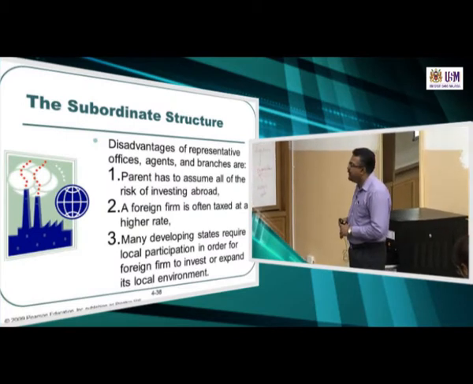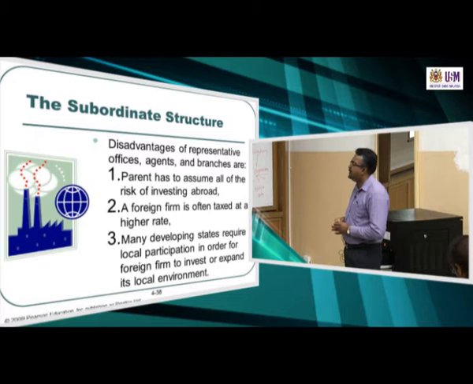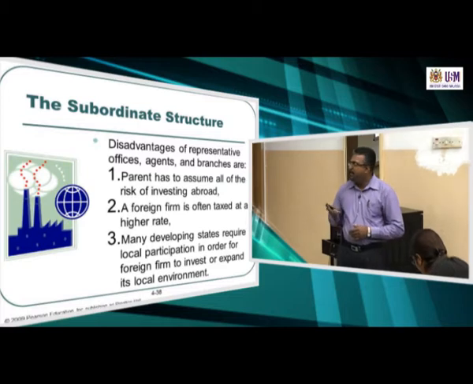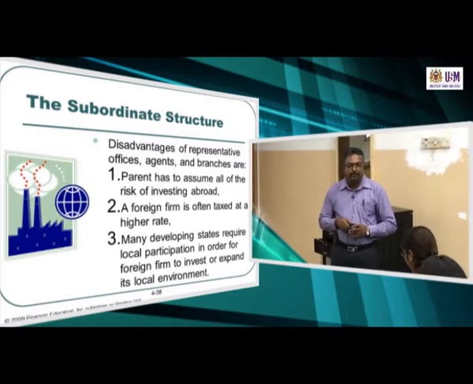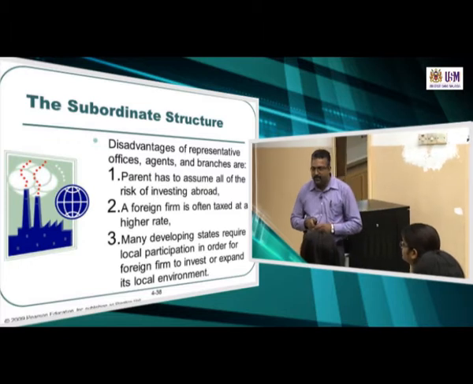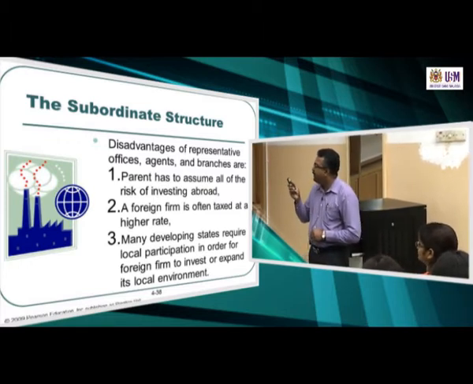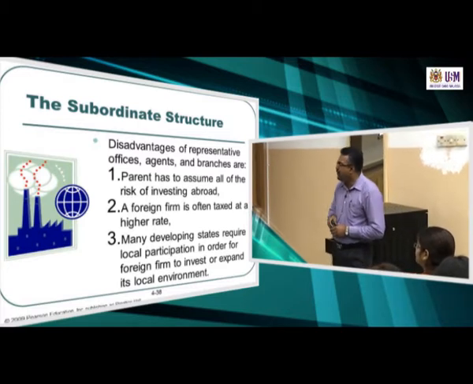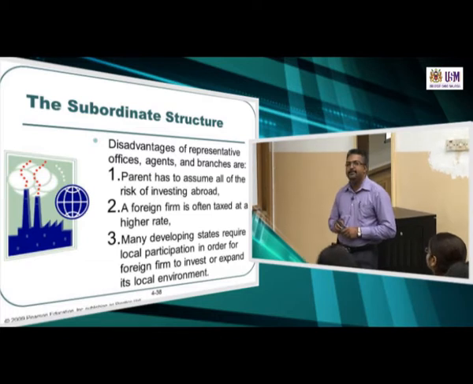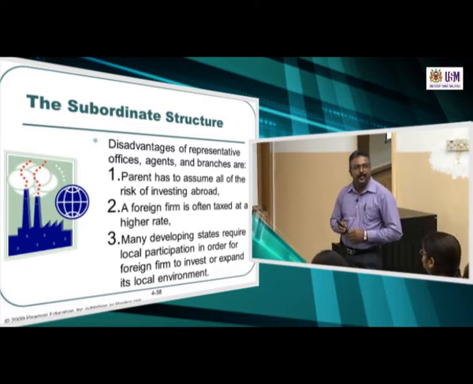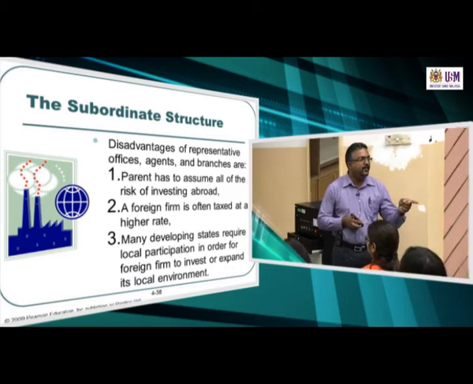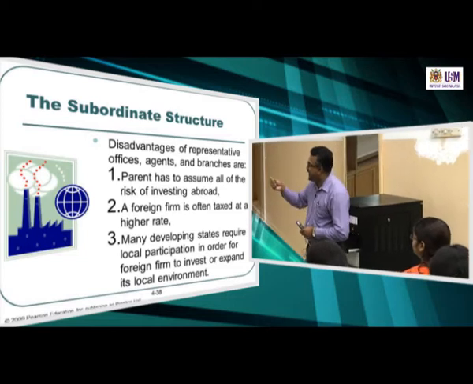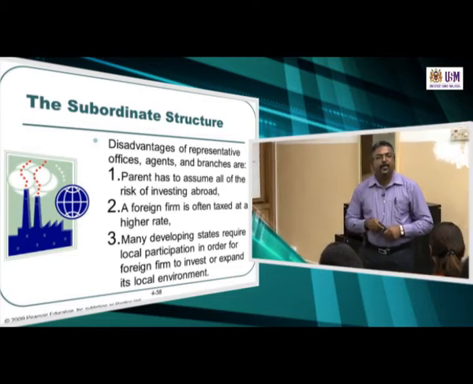The disadvantage of a representative office, agents, and branches is that the parent has to assume all the risk of investing abroad. Parent, in this case the company headquarters, for example if it is in the US, has to assume all the risks of investing abroad. A foreign firm is often taxed at a higher rate. Do you agree? Foreign students have to pay more for this class, isn't it? Always a foreigner pays more. In this case, a foreign firm also has to pay a higher tax.